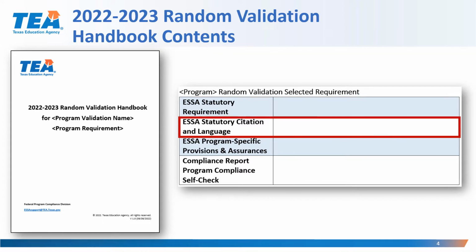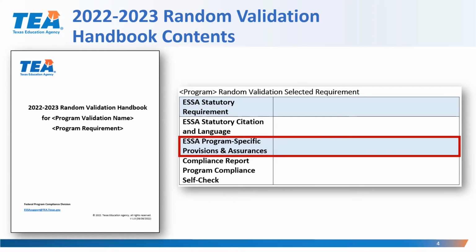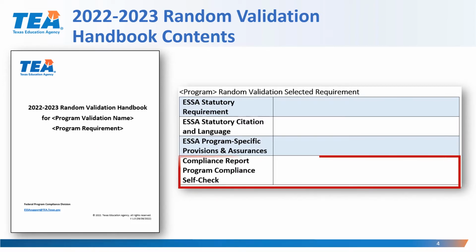The second item in the table includes the statutory citation and language from the Every Student Succeeds Act statute. The third piece of information includes how the particular item is referenced in the ESSA program-specific provisions and assurances. And the last piece of information includes how the item is listed in the Compliance Report Program Compliance Self-Check.